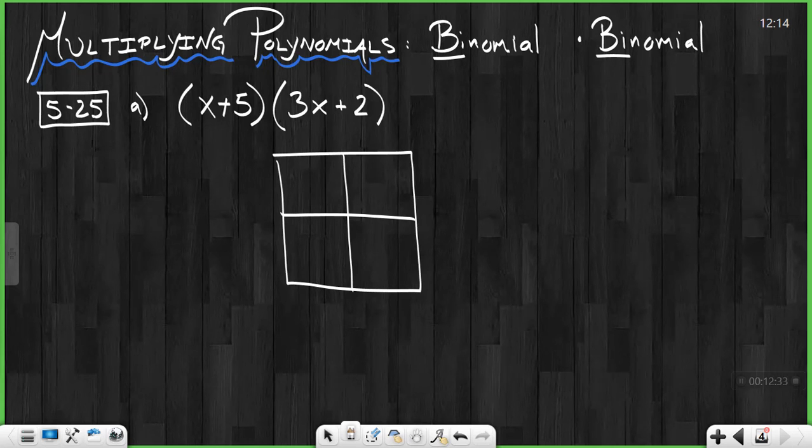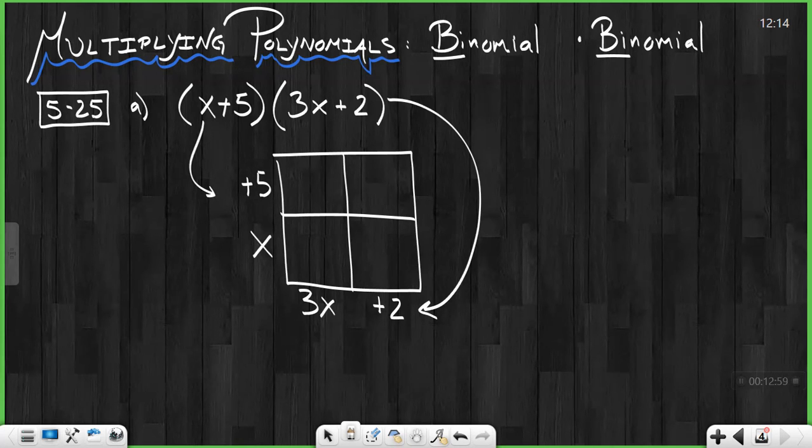All right? So that means that one binomial is going to go on the side, and I'm going to put x at the bottom and positive 5 up top. Please notice I put the plus in front of the 5, not in between them. You'll mess that sign up if you put the plus between the 5 and the x. Keep it with the 5 because it's a positive 5. The other one I will put down along the bottom. All right, and so I'll put 3x, and I'll put plus 2.